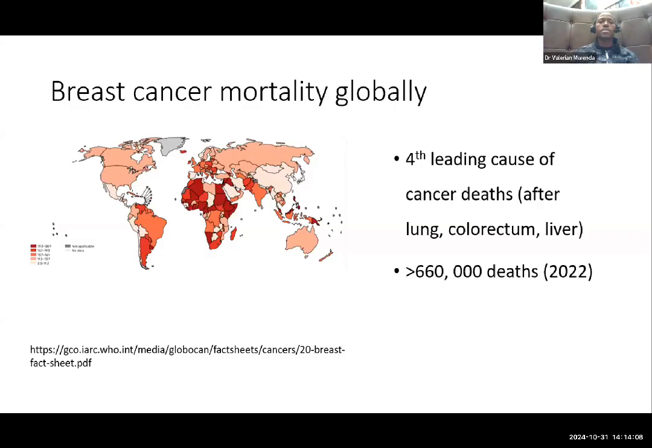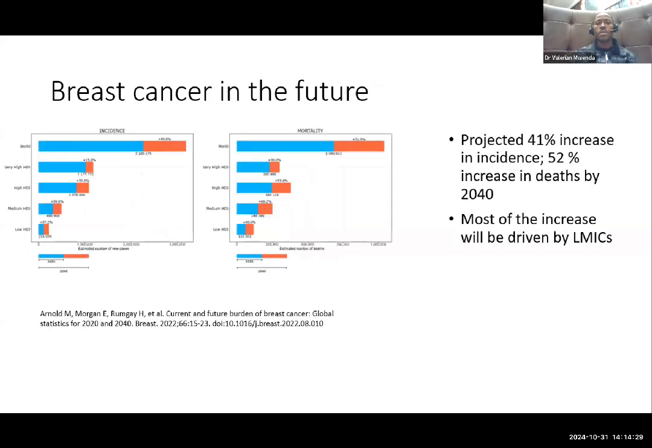So this difference in incidence and mortality is one of the peculiarities of breast cancer in comparison with other cancer types, that we see regions with the highest incidence are not necessarily the ones that have the highest mortality, meaning that there are some interventions that could be working in some regions of the world that are not fully implemented in other parts of the world.